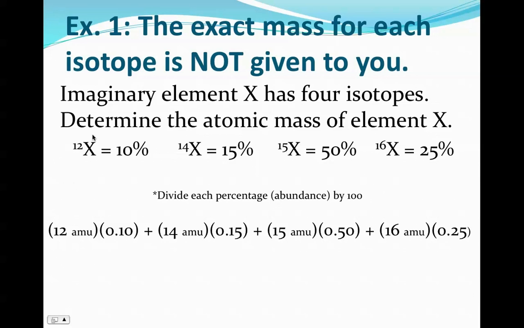Setting that up, I have the mass number times the decimal form of the percent abundance, plus the mass number times its percent abundance put into decimal form, and so on. When I solve that, I get 14.8 atomic mass units as the atomic mass, or weighted average, of element X. One thing to keep in mind that I always ask students to check is that their answer should be between the smallest and the greatest mass numbers or isotopic masses given to you. So 14.8 falls perfectly between those two, and it makes sense based on my relative abundances.